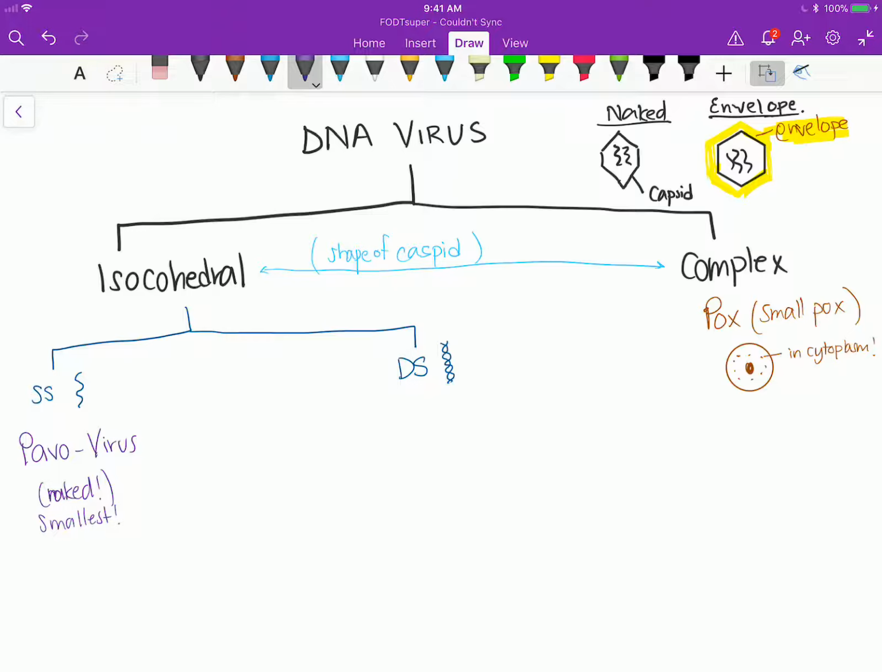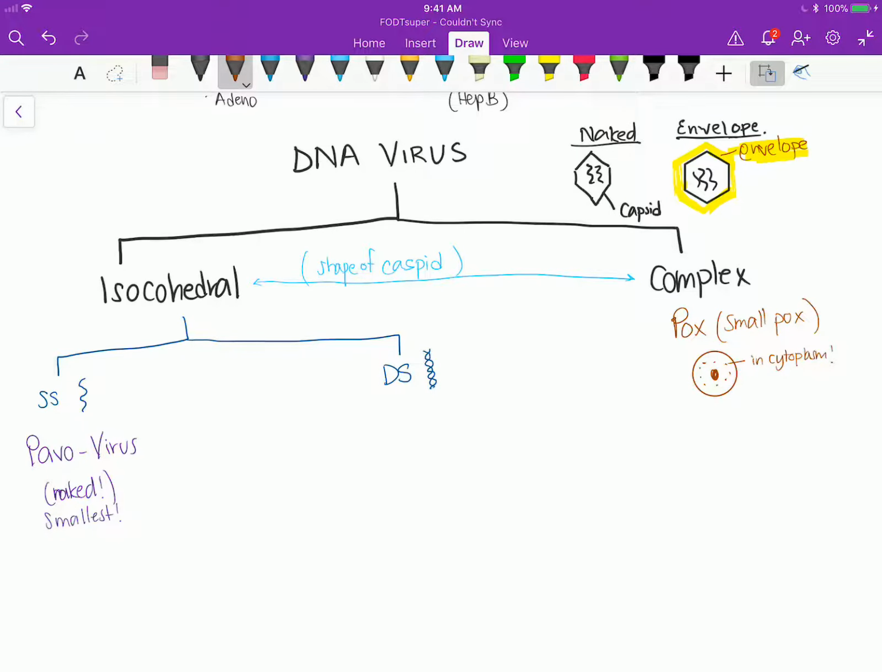Okay. Similarly, the one that is most complex is actually going to also be enveloped, because you can think of it, it's very complex, so this is going to be enveloped. Now, we know that there's only one single-stranded virus, that's the parvovirus. There's only one DNA virus that has a complex capsid, and that is the Pox virus. And actually, I apologize, this should be capsid, not caspid. So sorry about that. Capsid. Okay. And now moving on to the double-stranded viruses.